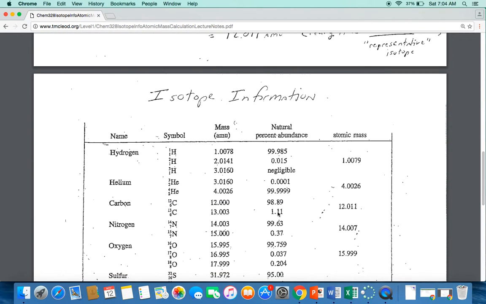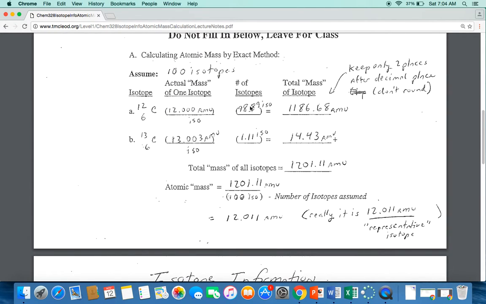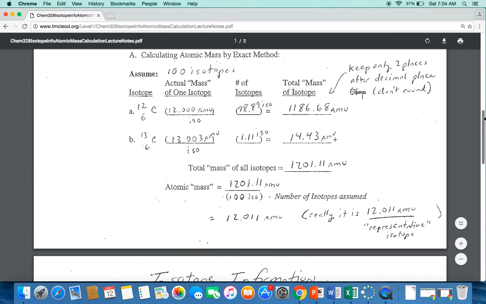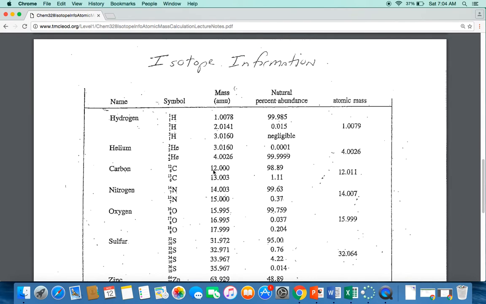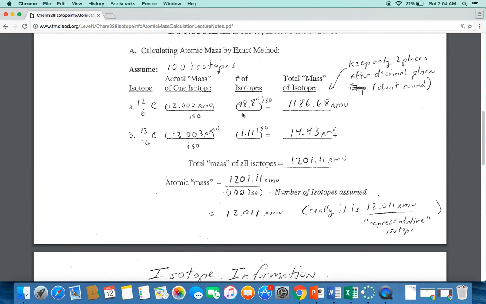That's how you change all these percentages, and they become this column, which is the number of isotopes. Each row is a different isotope, and you show that by the isotope symbol. And here we have the actual mass of one isotope, in AMUs per isotope. How do you get that information? You come down here and it tells you carbon-12 has a mass of 12.00 AMUs per isotope, and it has an abundance of 98.89, which means you multiply 12.00 AMUs per isotope times 98.89 isotopes. You get the total mass of all the carbon-12 in 100 isotopes, and that's the mass.